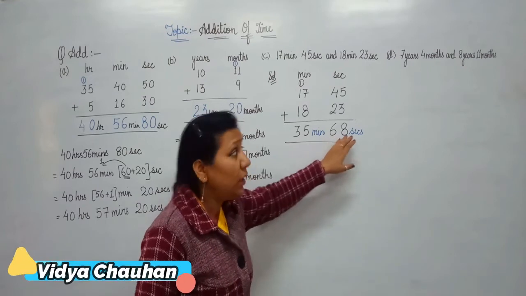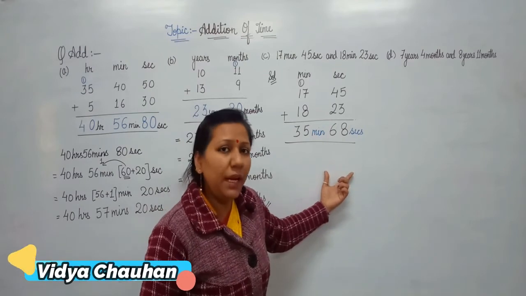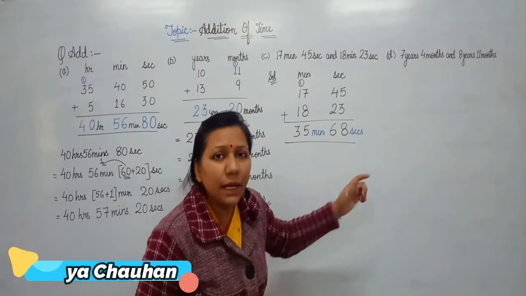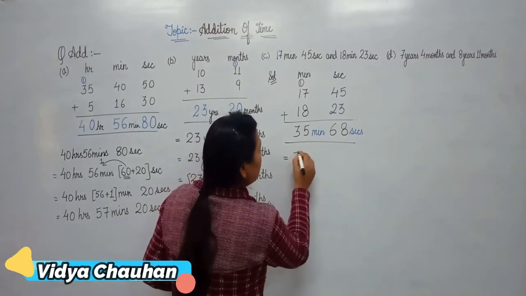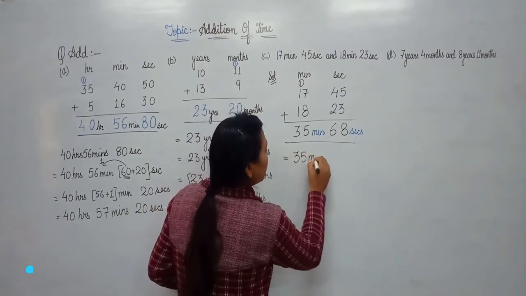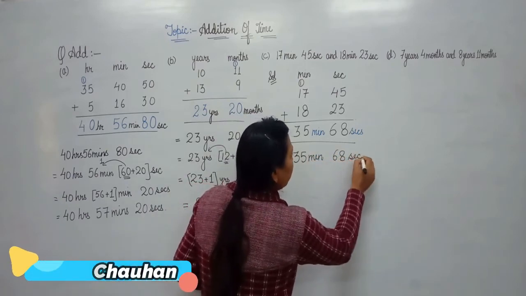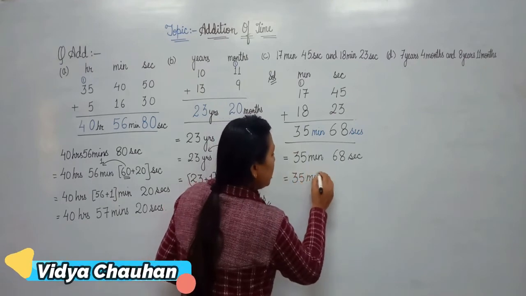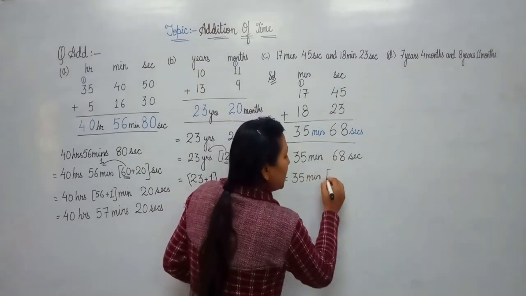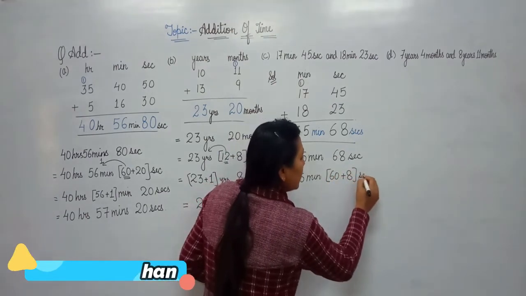So what will we do? We will break it into a pair of 60 plus 8. So let's do it here. In the next step we will write the final answer after addition: 35 minutes and 68 seconds. Now 35 minutes will be as it is. For 68 seconds we can write 60 plus 8 seconds.